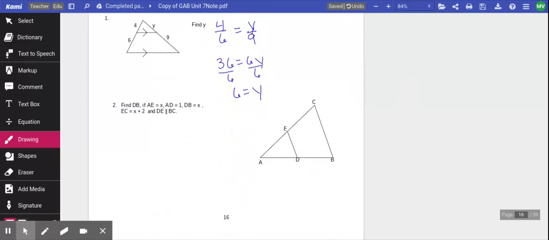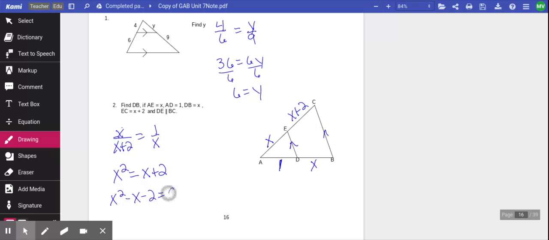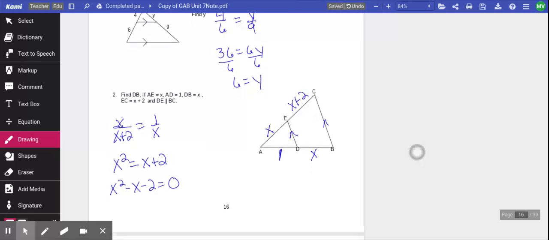So now in number 2, find DB if AE is x, AD is 1, DB is x, and EC is x plus 2. And I know that DE is parallel to BC. So that's x over x plus 2 is equal to 1 over x. So I cross multiply and I get x squared equals x plus 2. So that's x squared minus x minus 2 equals 0. So that's quadratic, so I want to solve that.